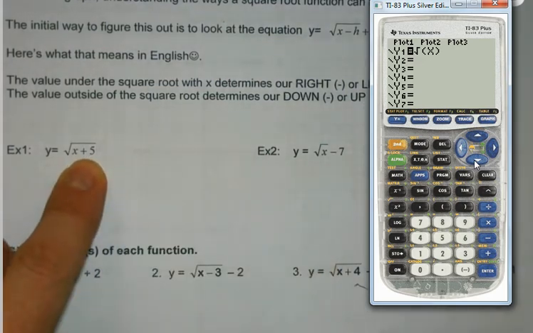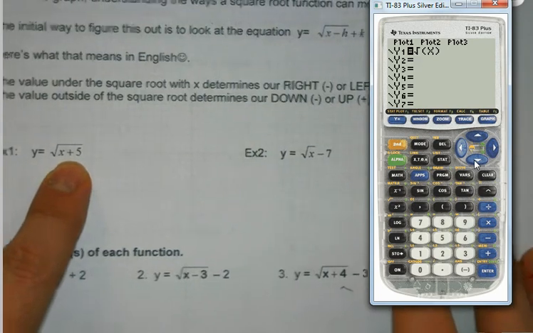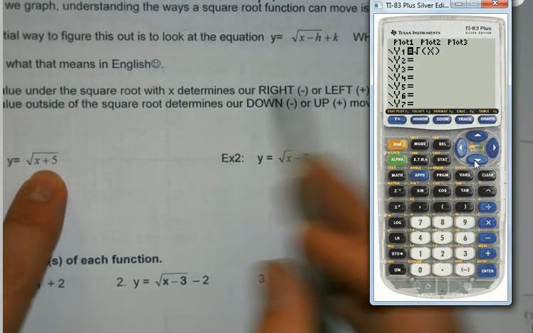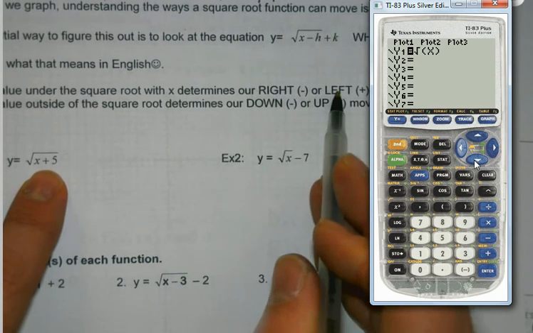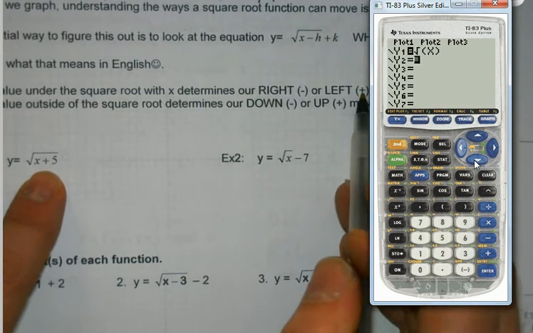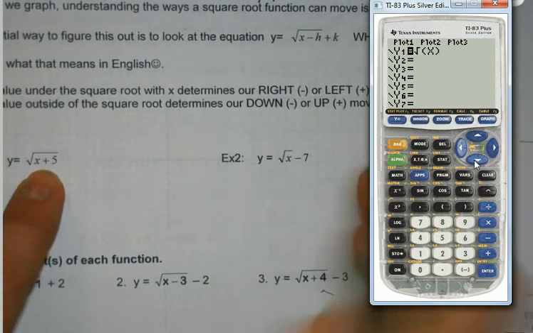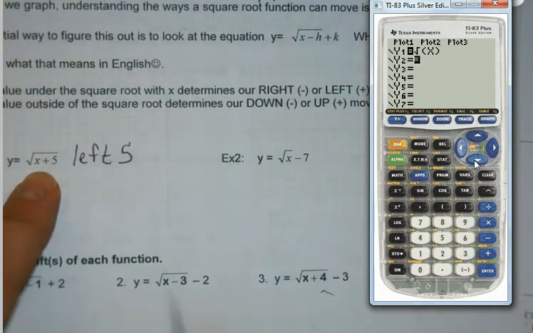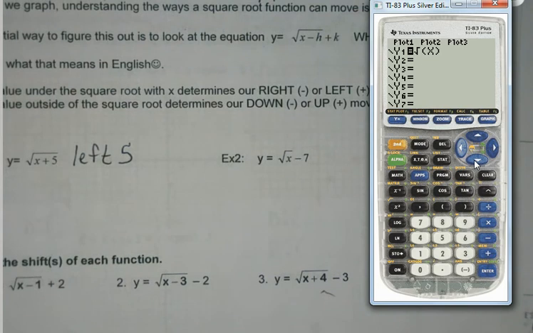If I look at the number that's underneath the radical, that tells me whether my graph is going to shift or move right or left. Now this seems weird, and it's not a typo. If it's plus under there, that tells me my graph is going to move left 5. Every single one of those values is going to shift left 5 when I do this. But I want you to see how it works. So here's how this goes.